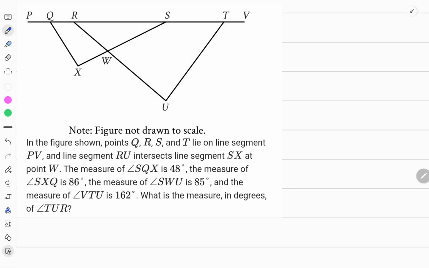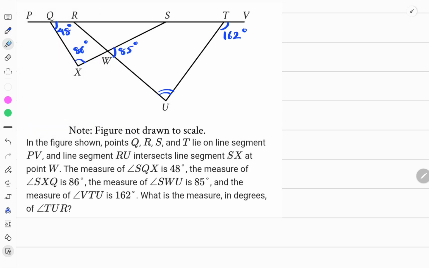My name is Neil and in today's video we're going to tackle another SAT exam question. Let's get started. We have a figure and in this figure the measure of angle SQX is 48 degrees and SXQ is 86 degrees, SWU is 85 degrees and VTU is 162 degrees, and we are going to find the angle TUR, which is here.